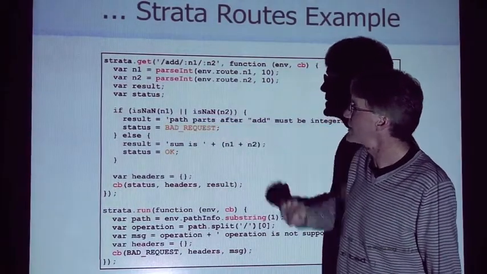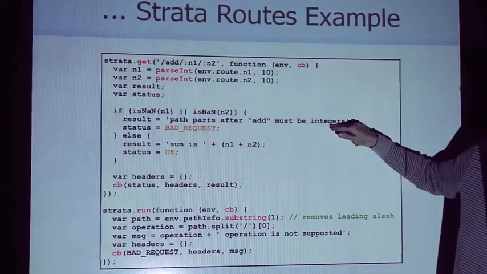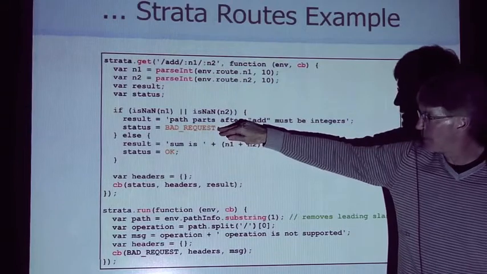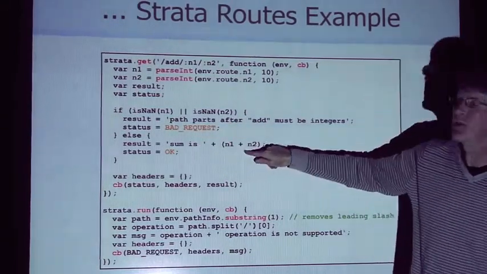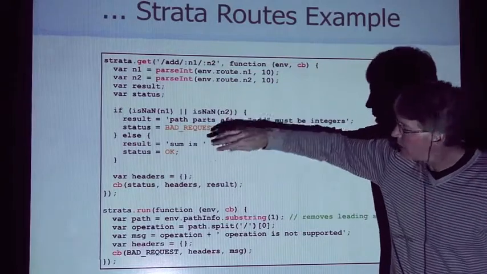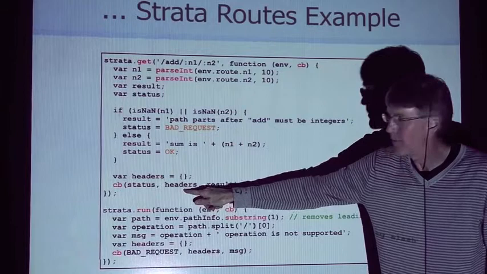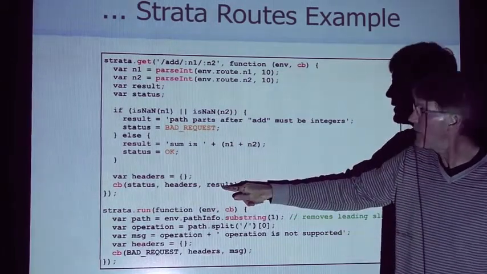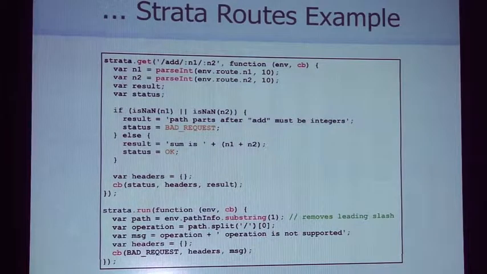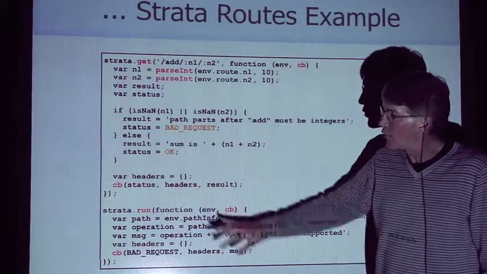If either one of them was not a number, then my result is going to be that the path parts after add must be integers and I got the bad request status. Otherwise, I can add them together and say the sum is that, and I've got a good status. And then I'll invoke my callback, give it the status that I selected. I'm not specifying any headers. There's nothing special I need there. And then the results.